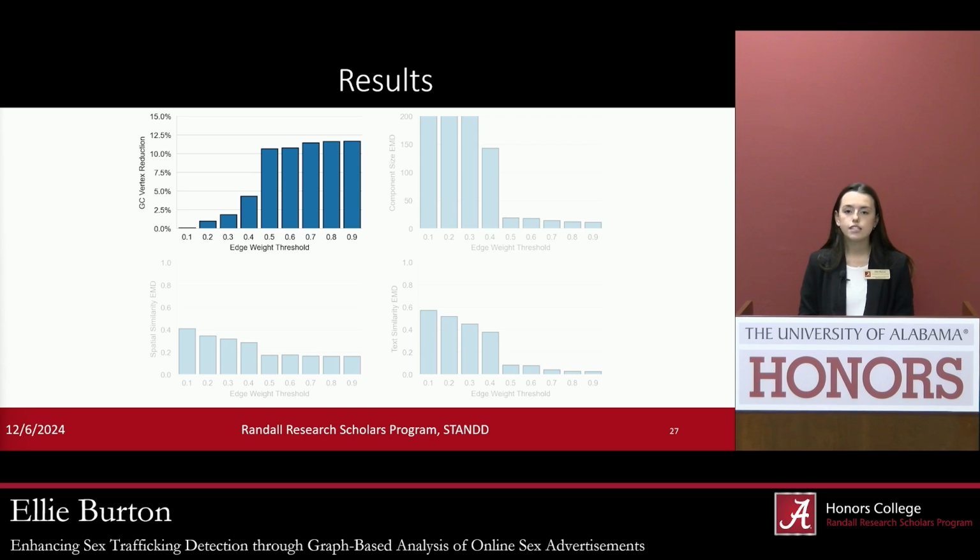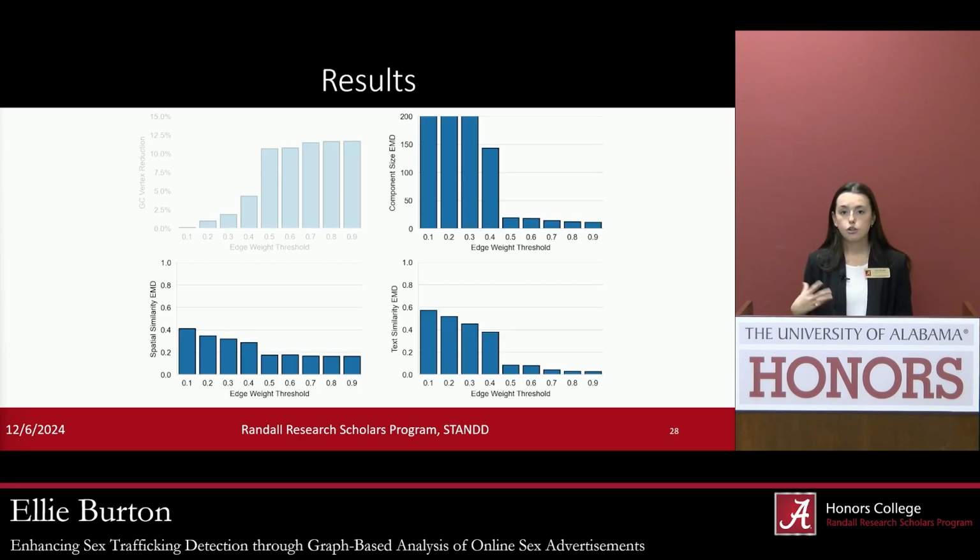So firstly, we can see that as we increase the edge weight threshold, as we bump that up and up, we receive a larger decrease in the giant component, which is exactly what we would expect and the main aim of this method. Looking at how those components now look, we can see that we also see a decrease in that Earth Mover's Distance, so we're looking closer and closer to what we want the components to look like.